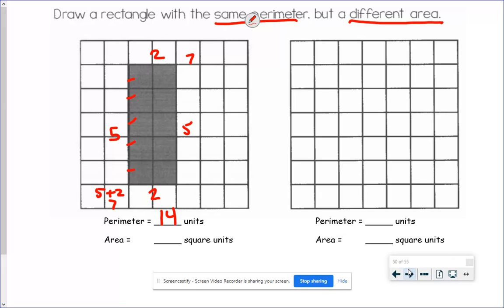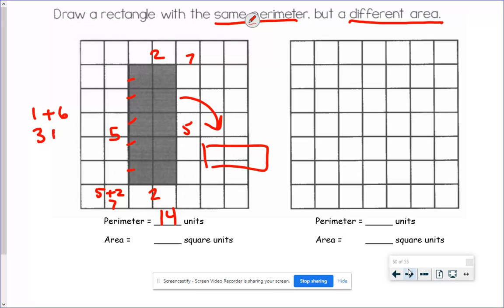Now, that's better. So half of 14 is 7. What are other number combinations that total 7? 1 plus 6. We got 5 and 2. If we flip that, if we turn this rectangle, say we turned it this way, laid it down, we'd still have the same area and same perimeter. So we couldn't use 2 and 5.